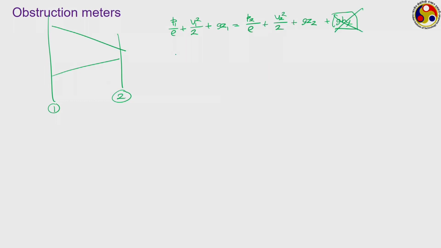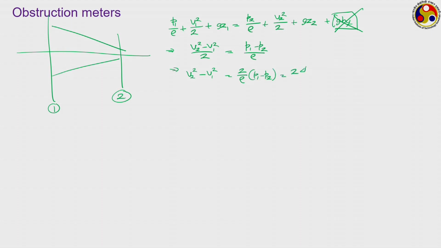In this particular situation, if there is no change in elevation, that is Z1 and Z2 are equal to each other, then what we have is (V2 square minus V1 square) upon 2 is equal to (P1 minus P2) upon rho. That is, V2 square minus V1 square is equal to 2 upon rho into (P1 minus P2), or 2 into delta P upon rho, where delta P refers to the change in pressure between these two cross sections.